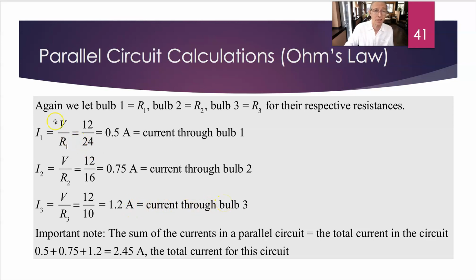Notice, same voltage, different resistors, so different currents. And this is in a parallel circuit. An important note here: the sum of the currents in a parallel circuit equals the total current in the circuit. So here if we add these 3 currents up, one from each loop, our total current in the circuit is 2.54 amps.